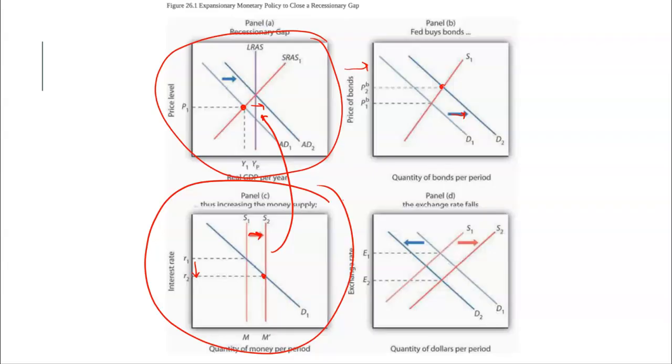Your book also talks about what happens with the exchange rate, which we're not going to get into too much detail here. But if you are interested in exchange rates and the price of bonds, definitely read this chunk of the chapter in much greater detail. So we are mainly concerned with panel A and panel C.